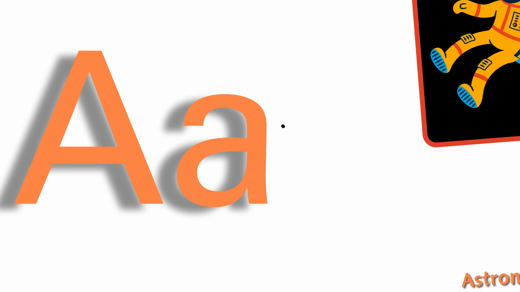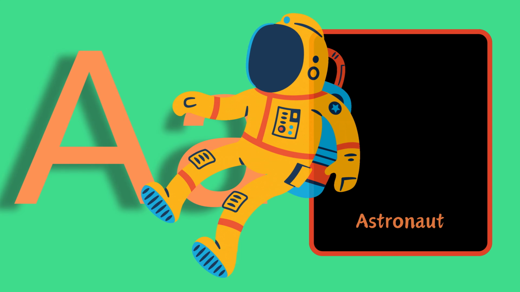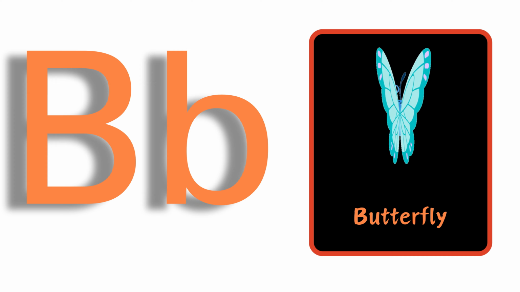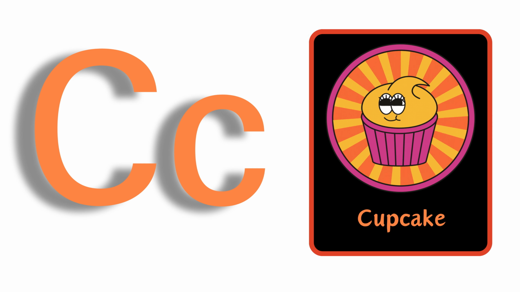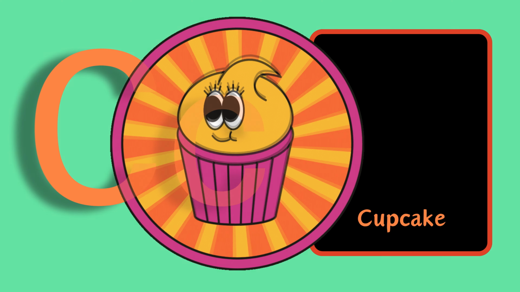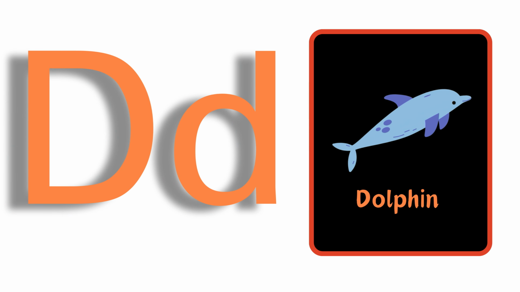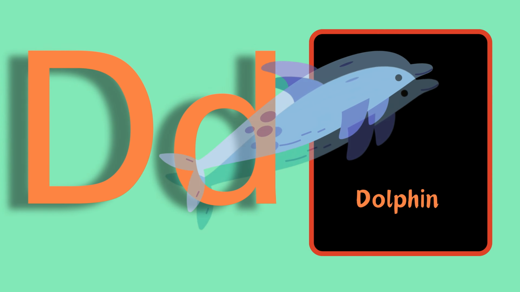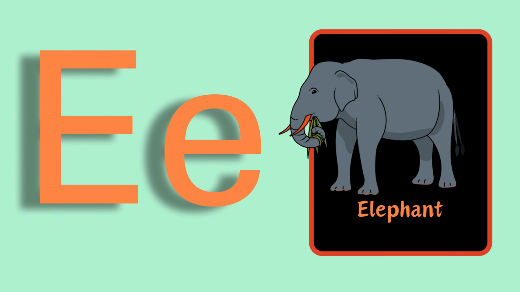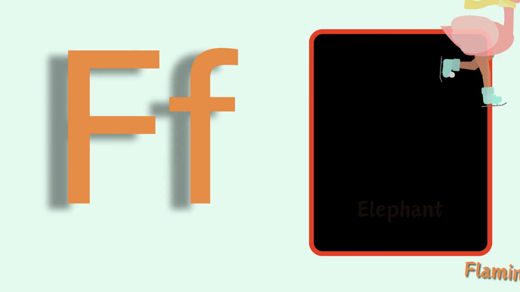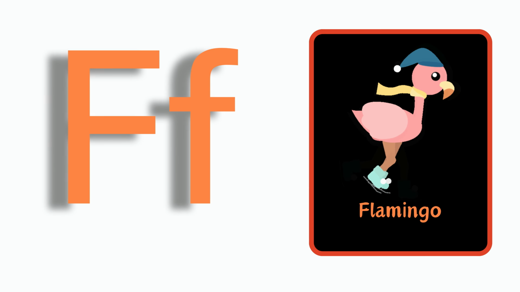A for astronaut. Astronaut. B. B for butterfly. Butterfly. C. C for cupcake. Cupcake. D. D for dolphin. Dolphin. E. E for elephant. Elephant. F. F for flamingo.